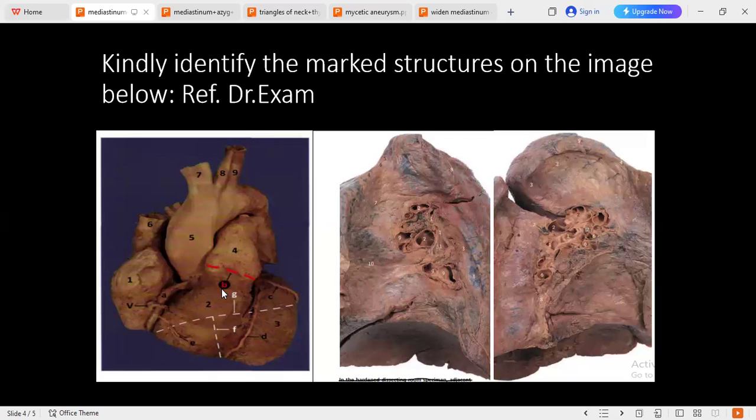Okay. Would you be able to identify the structures? Yes, ma'am. What is 4, please? Pulmonary trunk. Can you please identify number D? D is the interventricular branch of the left coronary artery, branch of left coronary artery. Not quite. Okay, yes, but can you identify one, please? It is the right atrium.